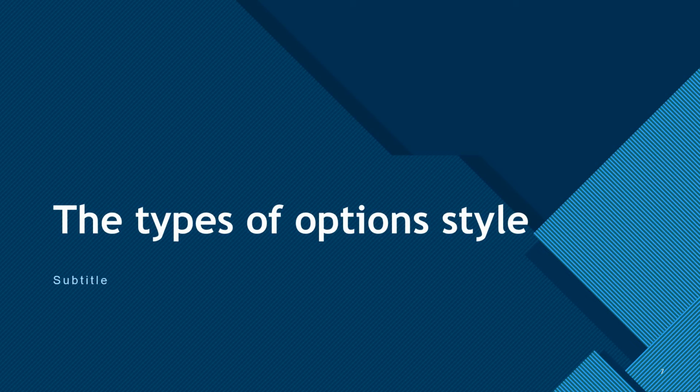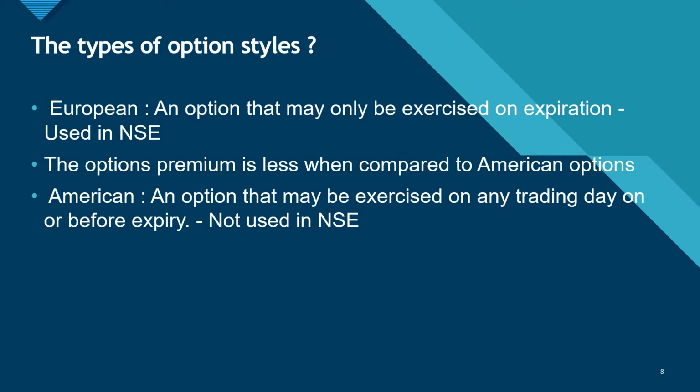Next is the types of option styles. So what are the types of option styles? Number one is the European option. What is a European option? A European option can be exercised only on expiration, whereas an American option can be exercised even on or before the expiry. So in India, we use European options. The name CE means call option European style. PE means put option European style.